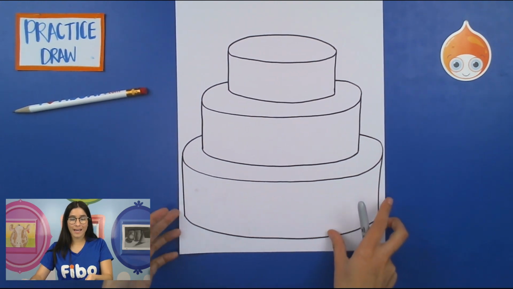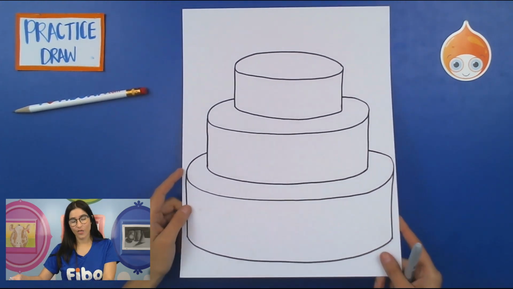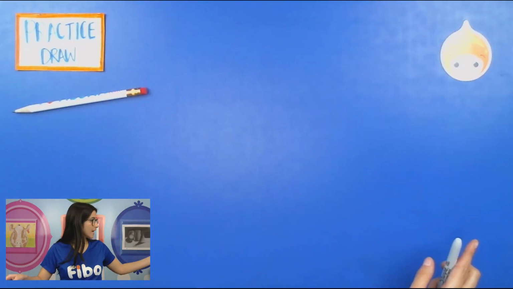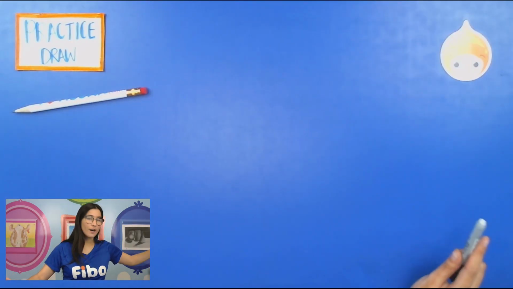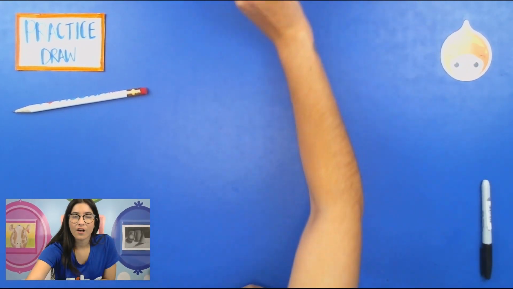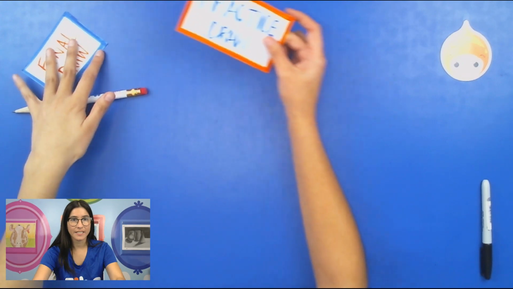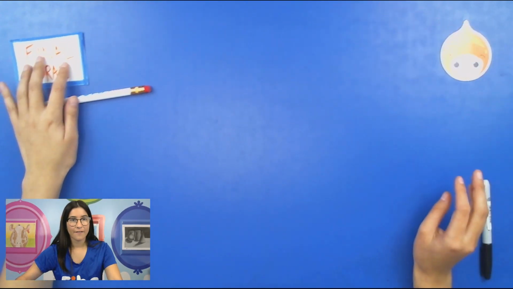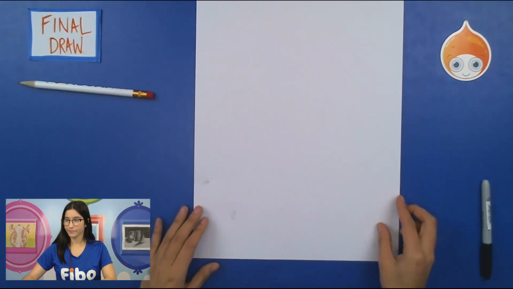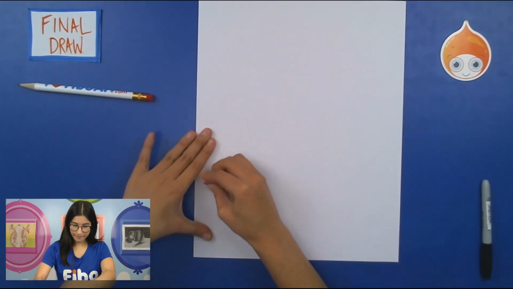But now that we got an idea of how to create a 3-layered cake, let's go ahead and put our practice draw to the side because now is our final draw. So now we get to have fun, get all of our decorations, our details, and finalize what our cake is going to look like. Alrighty.